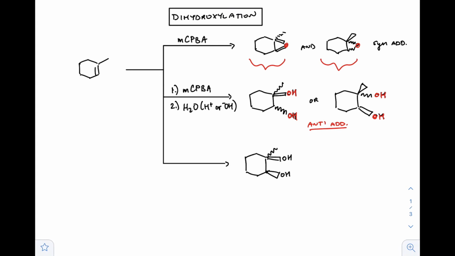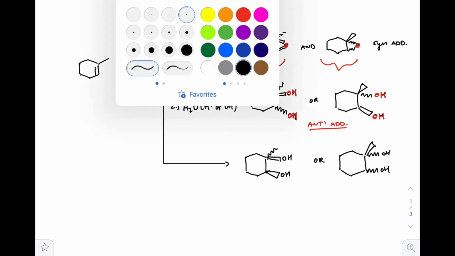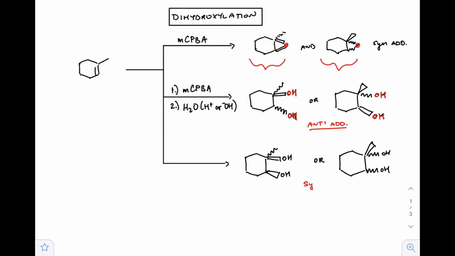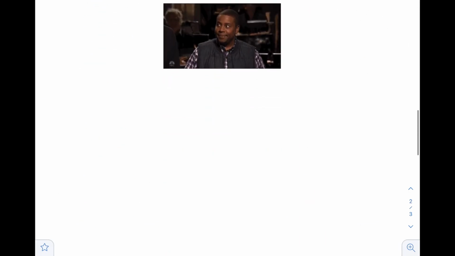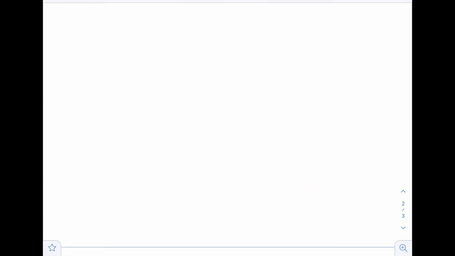Okay, but now what if we wanted the syn addition to form our 1,2 diol? Okay, so meaning that the alcohols have the same three-dimensional orientation, and that is both wedges or both dashes. Okay, syn addition. What reagents do we need in order to achieve this? Well, let's see. We've got options, of course. We've got to have more than one tool in our toolbox.